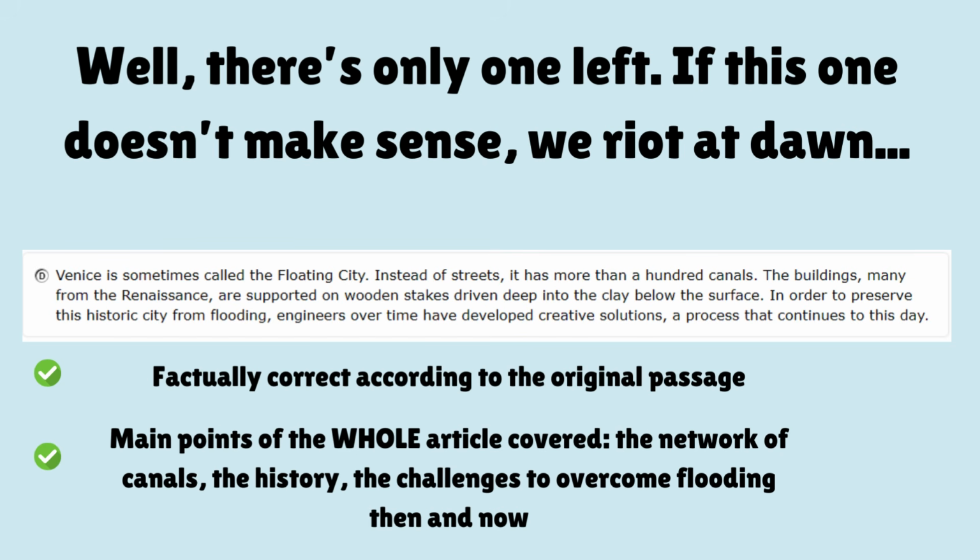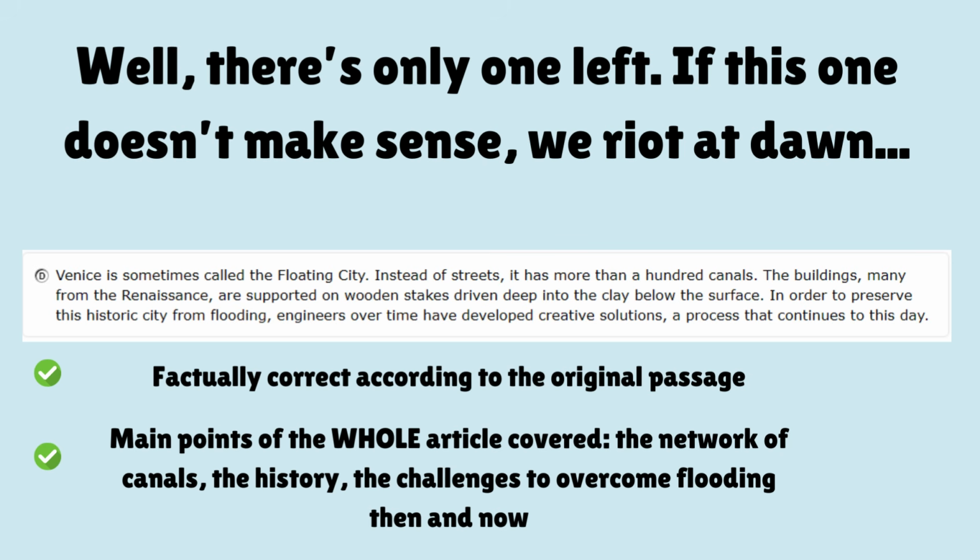Well, at this point, there's only one left. If this one doesn't make sense, we write it down because I don't know what we're going to do if this one doesn't make sense. Option D, Venice is sometimes called the floating city. Instead of streets, it has more than 100 canals. The buildings, many from the Renaissance, are supported on wooden stakes driven deep into the clay below the surface. In order to preserve this historic city from flooding, engineers over time have developed creative solutions, a process that continues to this day.